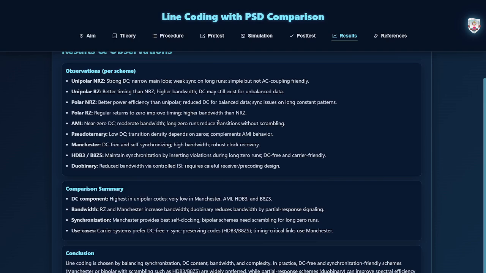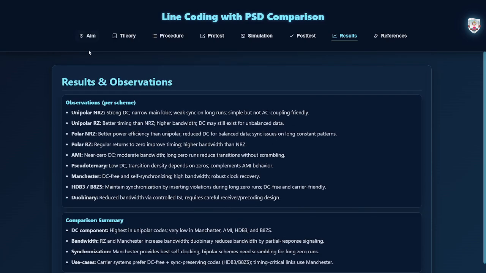Conclusion. To conclude, this line coding virtual lab provides a simple and interactive way to understand the concepts of digital communication. By visualizing both waveforms and power spectral density, students can clearly see how different line coding techniques affect signal behavior. This virtual lab effectively bridges the gap between theoretical learning and practical understanding.